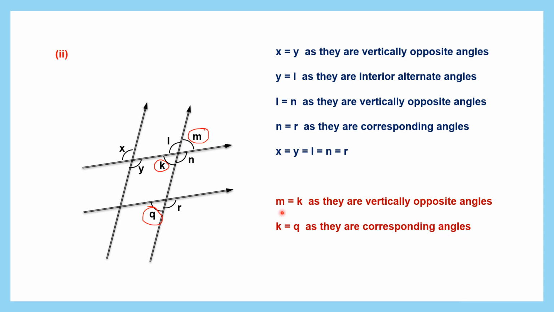So what do we understand from this? M is equal to K and K is equal to Q. So we can write it as M is equal to K equals Q. So these are the angles that are equal to each other.